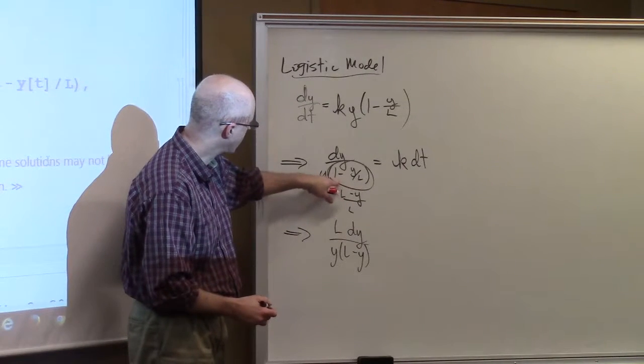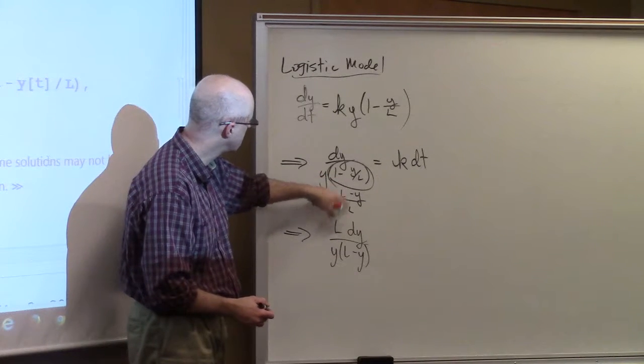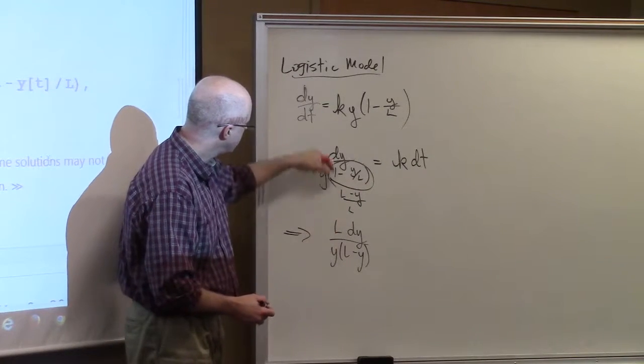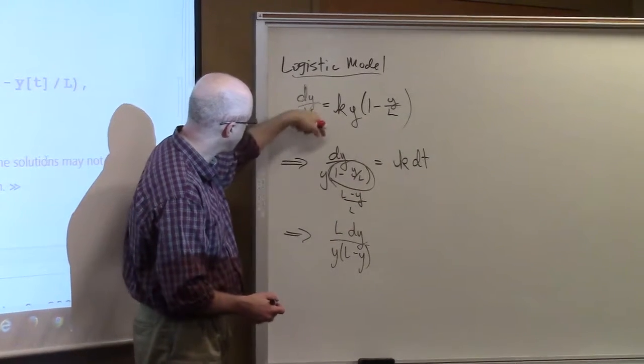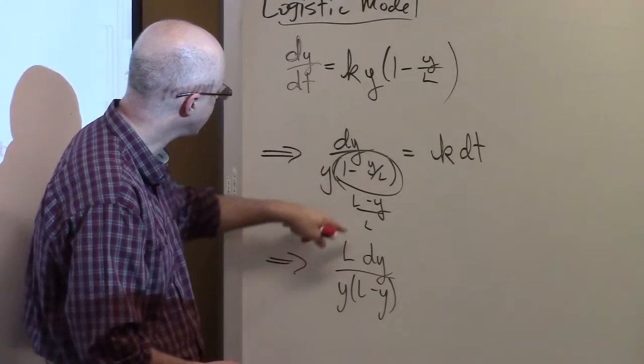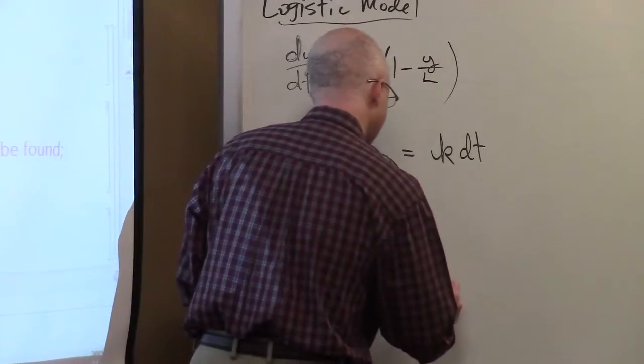I subtracted these fractions by getting the common denominator of L. 1 is the same as L over L. Here I have a minus y over L, so the minus y goes up there. Then I multiply this entire thing by L over L, which is the same as multiplying by 1. I get an L up top, and on the bottom, the L down there cancels, giving me this.